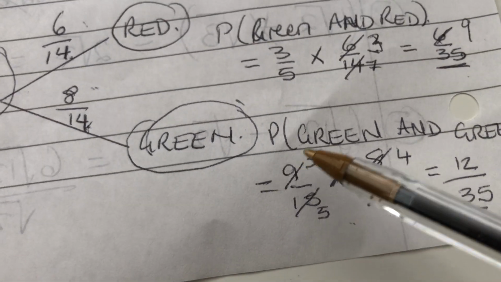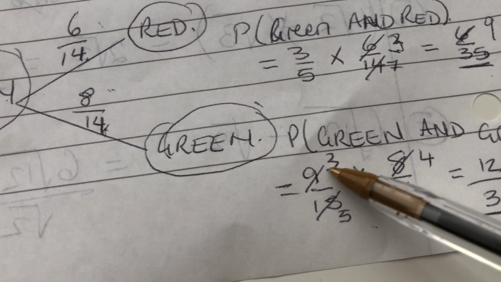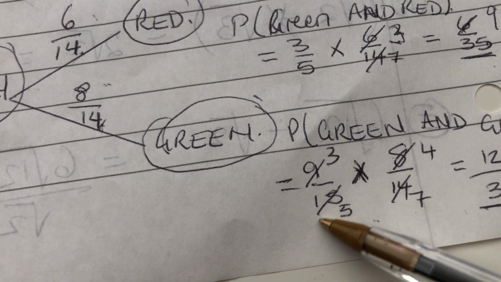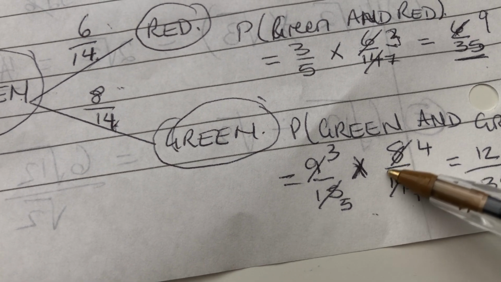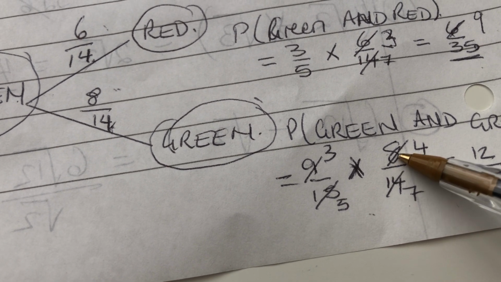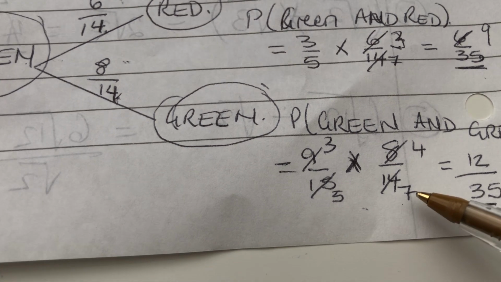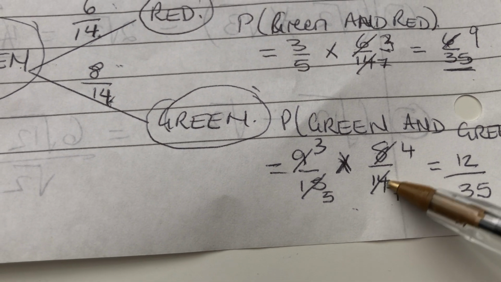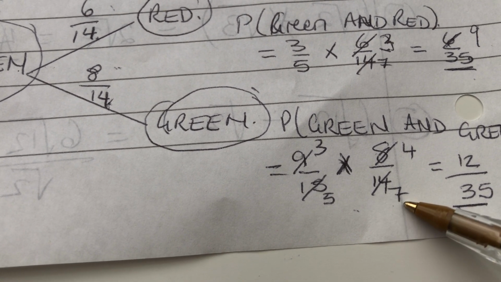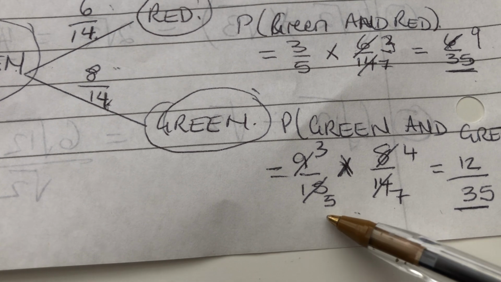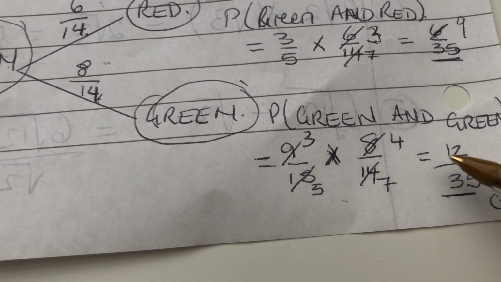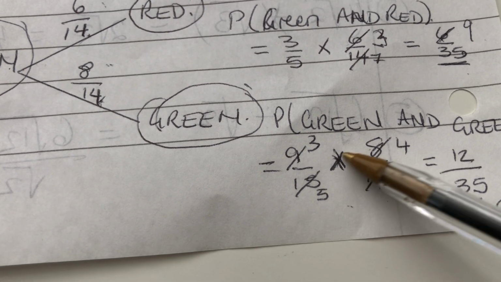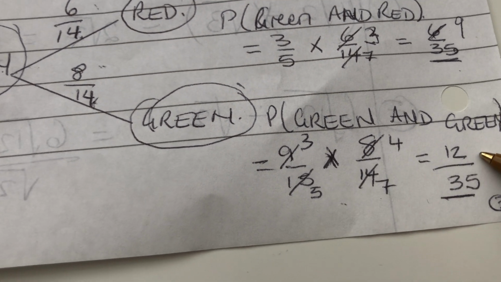Now, how many 3s do we have in 9? 3. How many 3s do we have in 15? 5. How many 2s do we have in 8? 4. How many 2s do we have in 14? 7. So the denominator is 5 times 7, which is 35. The numerator is 3 times 4, which is 12.